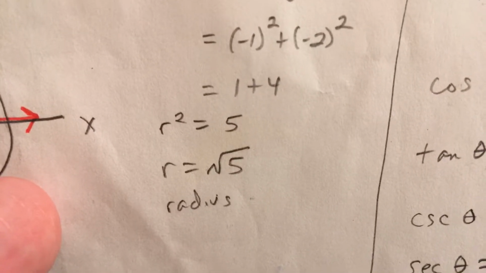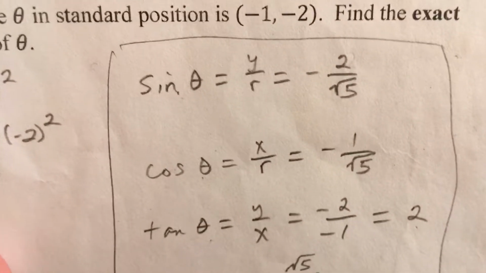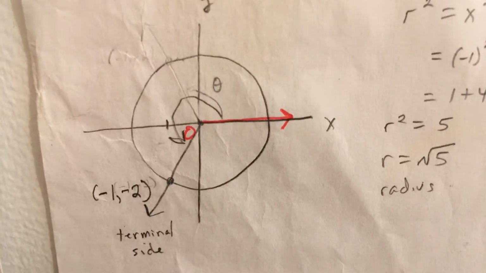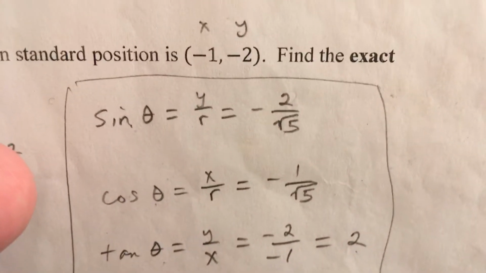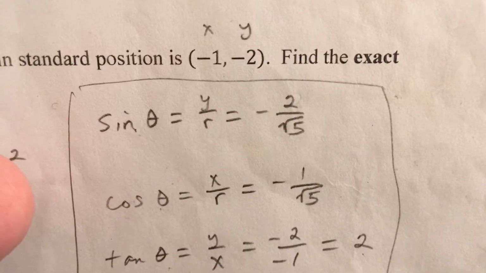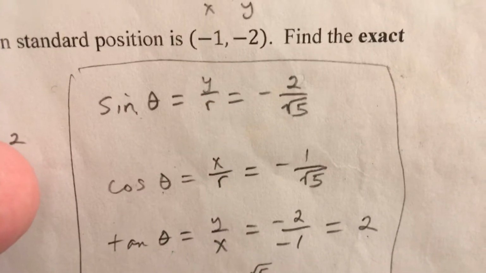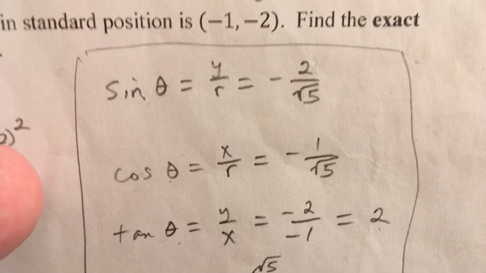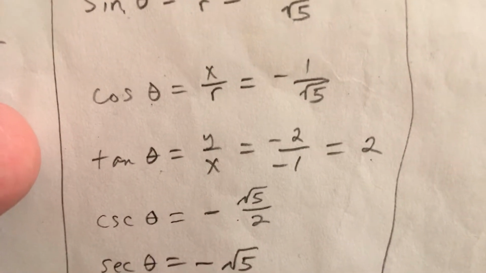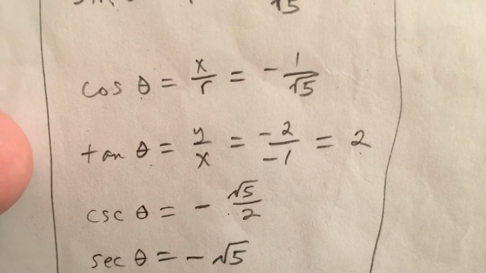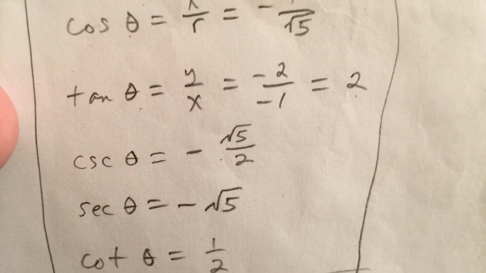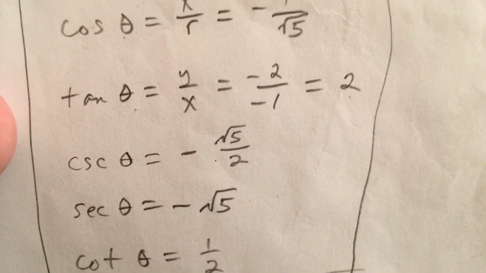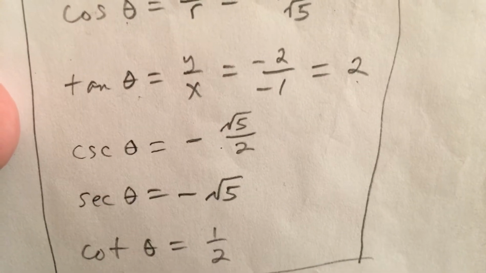Now that we know what x, y, and r are, we know the exact values of sine theta, cosine theta, and so forth in this example. Sine theta is equal to y over r. Y is minus 2, r is root 5. So sine theta is equal to minus 2 over root 5. Cosine theta is equal to x over r, so it's equal to minus 1 over root 5. Tangent theta is equal to y over x. Y is minus 2, x is minus 1, and so minus 2 over minus 1 is 2.